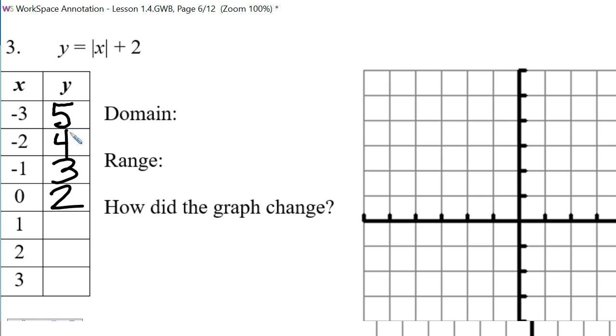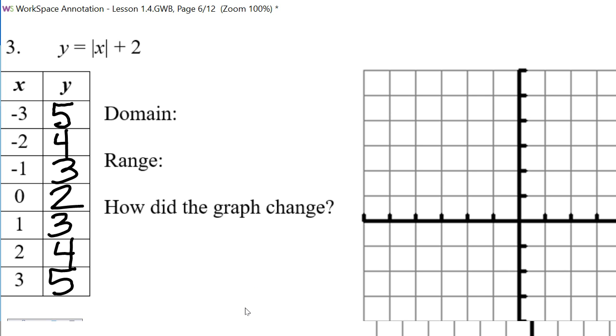If I put a 1, what's the absolute value of 1? And 1 plus 2? 3. If I put a 2, what's the absolute value of 2? And 2 plus 2 is 4. If I put in a 3, what's the absolute value of 3? And 3 plus 2? 5.